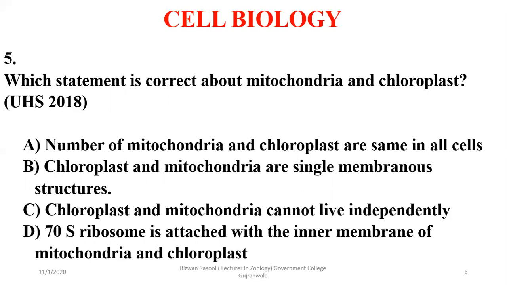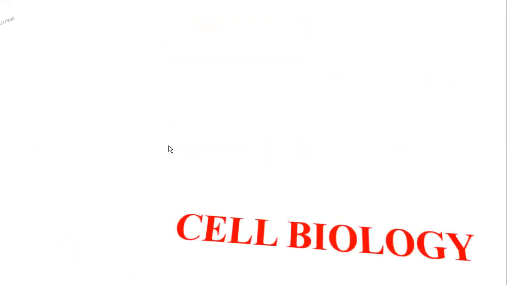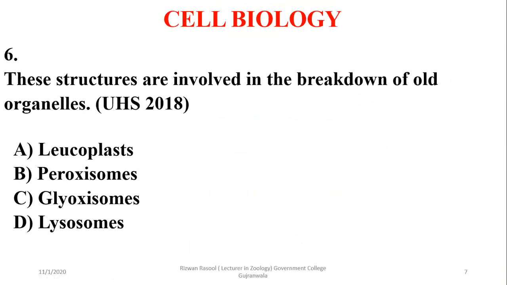And 70S ribosomes are attached with the inner membrane of mitochondria and chloroplast. They may be found attached with the inner membrane of mitochondria, but it is rare that 70S ribosomes are attached on the inner side of chloroplast as well. So Charlie seems the best option over here. It was the right option chosen by UHS as well in their answer key.